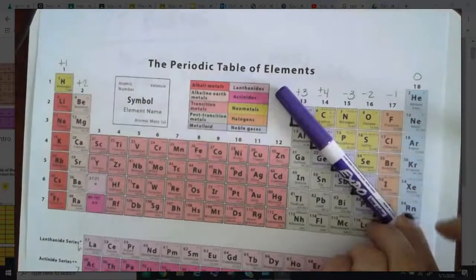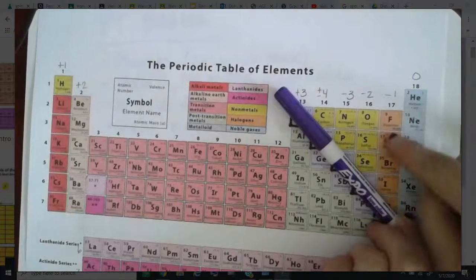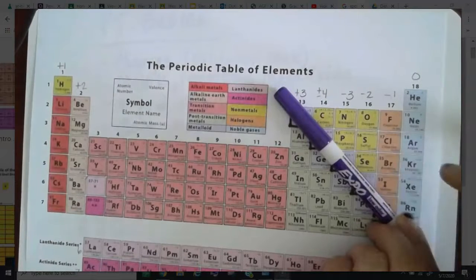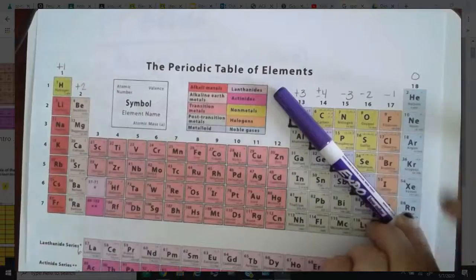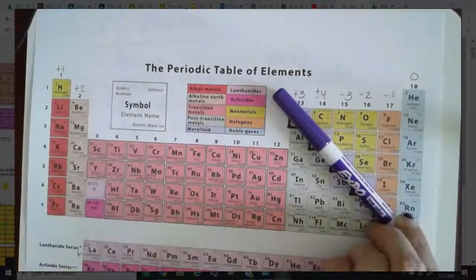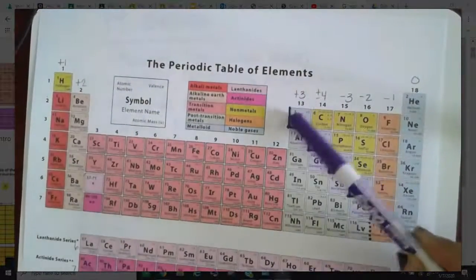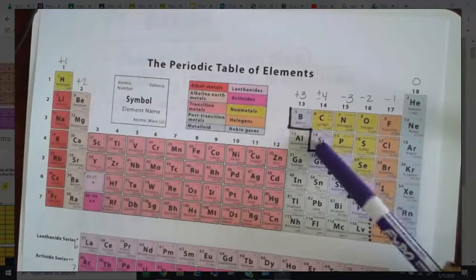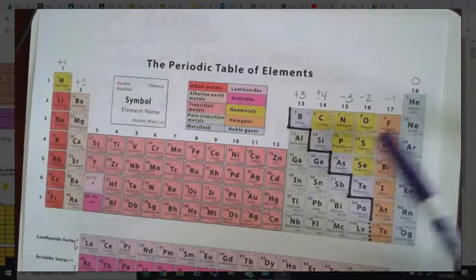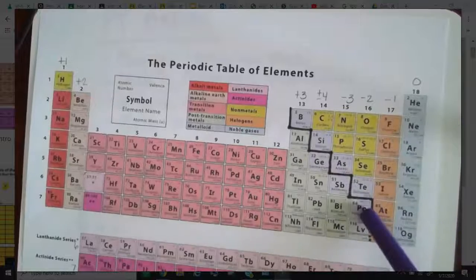Okay, so you have your nonmetals. Yes, these are halogens, but they're also nonmetals. Yes, these are noble gases. They're also nonmetals. So all of these guys are nonmetals, including hydrogen. Then you've got your stair step, and whoever goes along the stair step is a metalloid, having properties of both metals and nonmetals. That's why they are where they are.